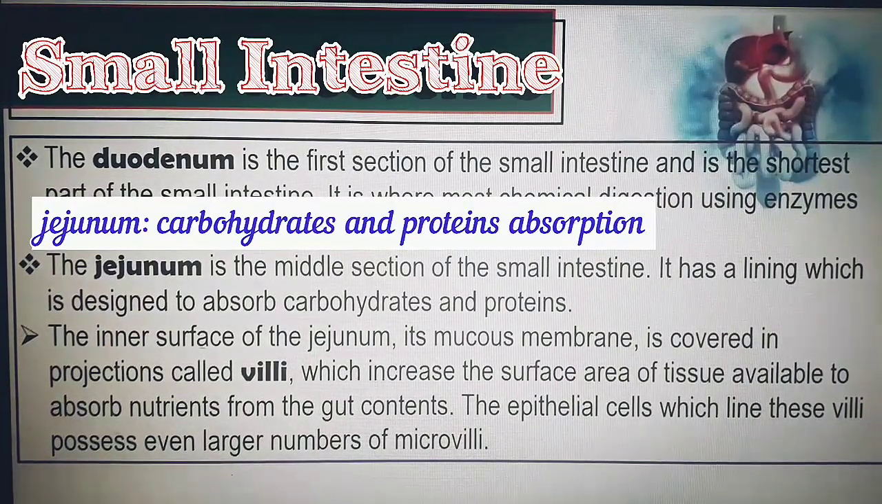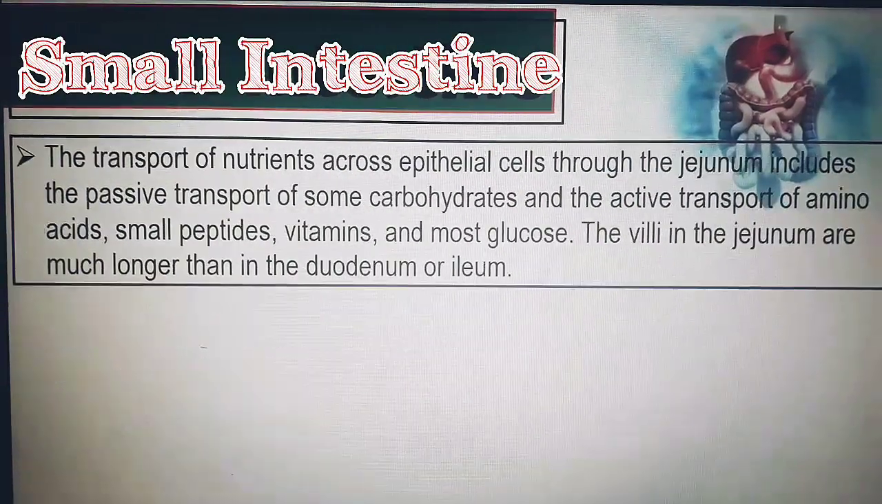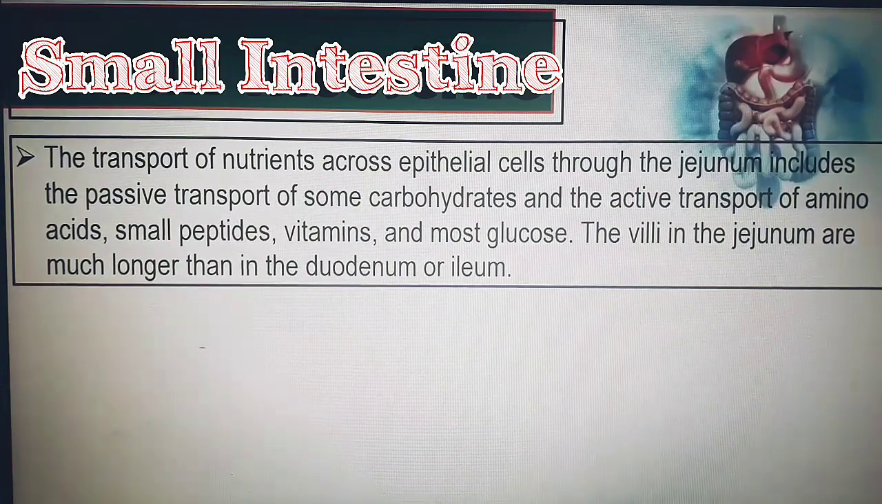The inner surface of the jejunum, its mucous membrane, is covered in projections called villi, which increase the surface area of tissue available to absorb nutrients from the gut contents. The epithelial cells which line these villi possess even larger numbers of microvilli. The transport of nutrients across epithelial cells through the jejunum includes the passive transport of some carbohydrates and the active transport of amino acids, small peptides, vitamins, and most glucose. The villi in the jejunum are much longer than in the duodenum or ileum.